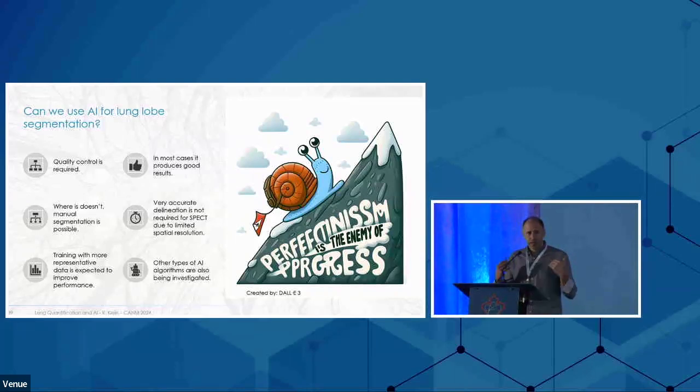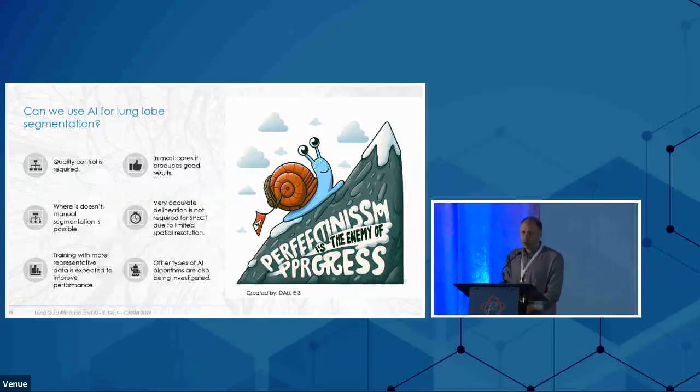So the underlying assumption when I say you can go ahead and use the software is that you still have a physician that's going to look at the results and say, are they good, are they bad? In most cases, they produce very good results. Where it doesn't produce, what are you supposed to do? Well, you still have the manual segmentation as an option, and there are new offerings that hopefully make that better. As I said, in the context of SPECT, accurate delineation is not all that essential given the limited spatial resolution.